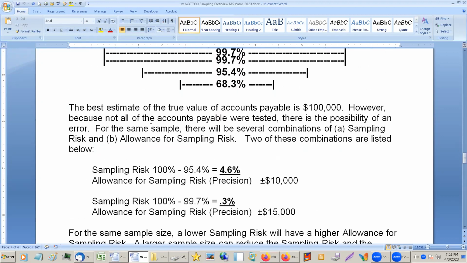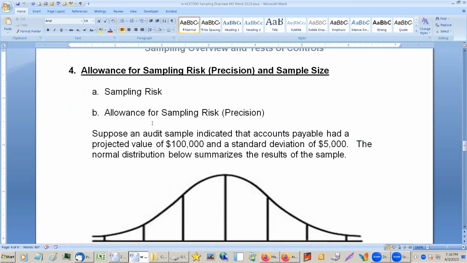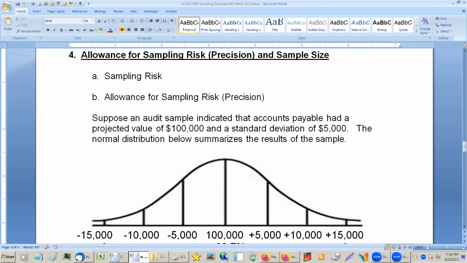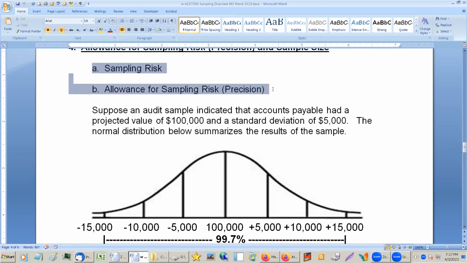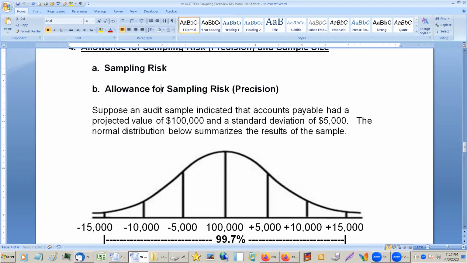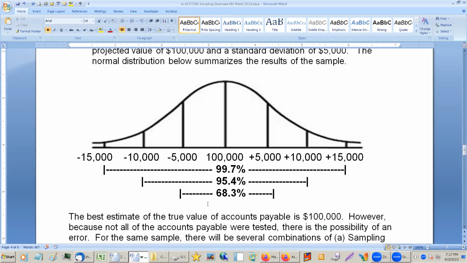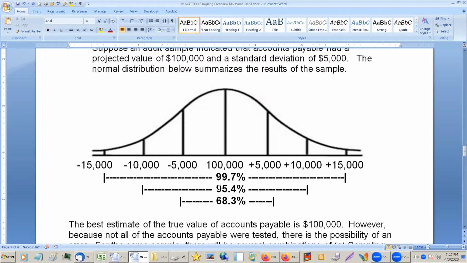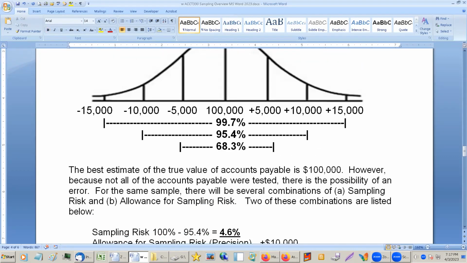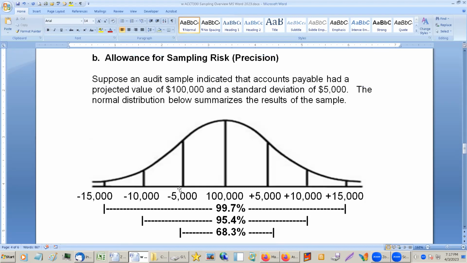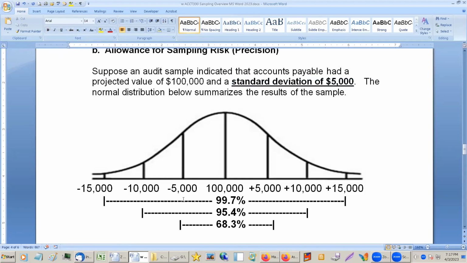So we're going to talk a little bit about the allowance for sampling risk. And this is just the bell curve kind of stuff that you guys have seen in, well, I think any statistics class you ever took. It's how sure do you want to be about your results. For instance, if there's a standard deviation of $5,000, that means it could go either way by $5,000. And so you have this spread.